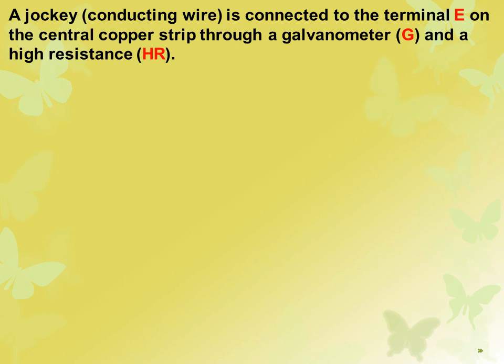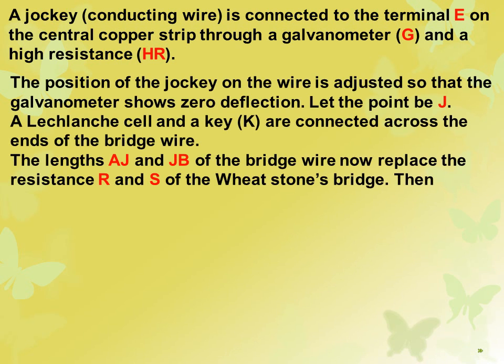A jockey, which is a conducting wire, is connected to the terminal E on the central copper strip through a galvanometer and a high resistance HR. The position of the jockey on the wire is adjusted so that the galvanometer shows zero deflection. See, here our main part of the work is to receive a zero deflection in the galvanometer.